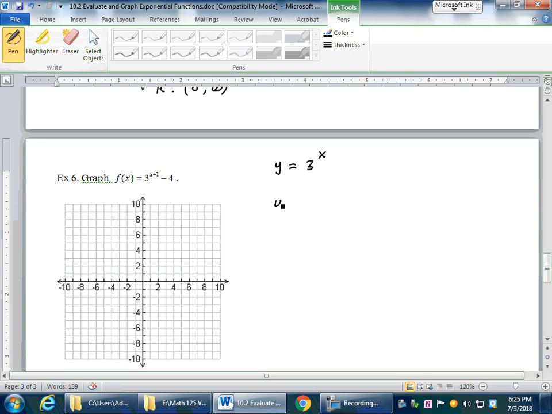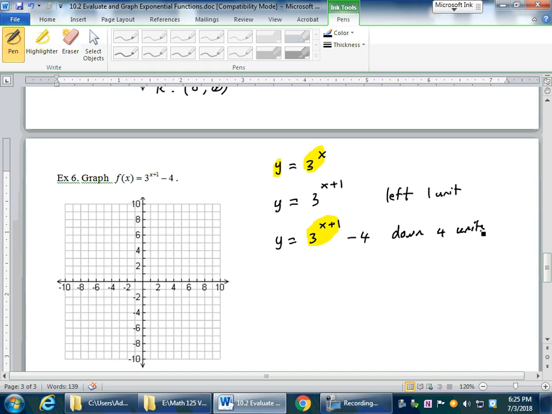So what I'm going to do next is do the shifting. 3 to the x plus 1 power. So you're adding 1 to the x value. That means it's going to shift left and right. Since you're adding, it will shift left 1 unit. And then lastly, 3 to the x plus 1, minus 4. And remember, this exponential part is equivalent to your y value. So right now this exponential part is subtracted by 4. This is telling you that your y value will be subtracted by 4, so it will shift down 4 units.